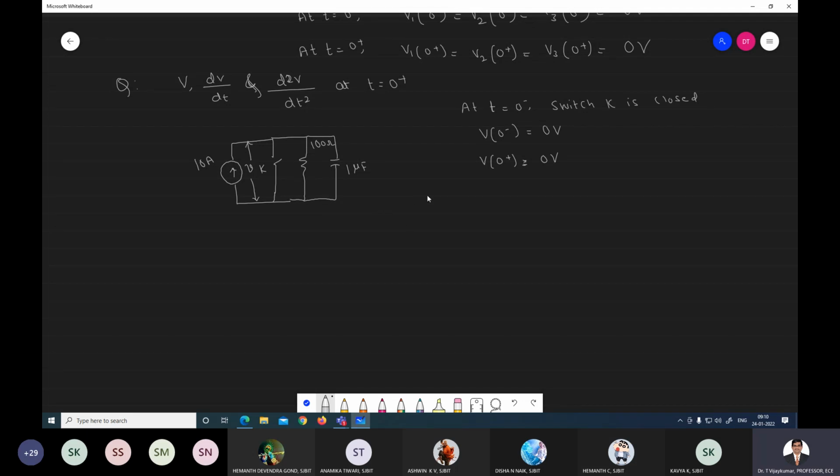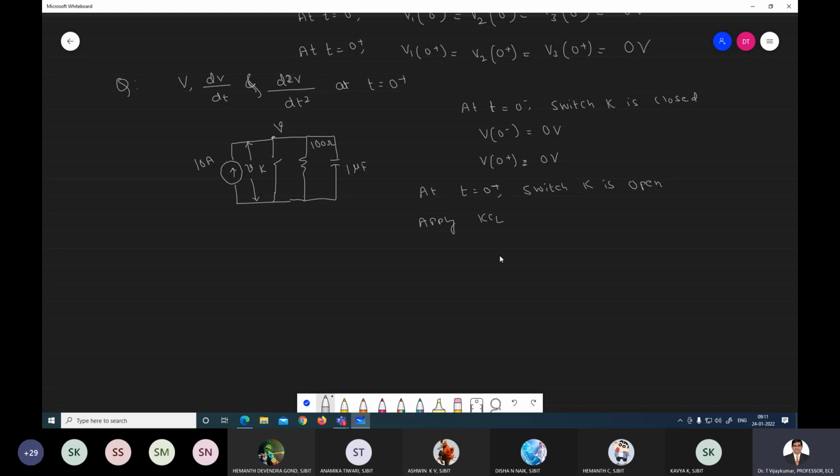Now, at t equal to 0 plus, the switch K has opened. Which is the best method here? Apply KCL. Already V is given at the node, so you can take this node name as V only. V means the voltage from this point to the ground point. Already V is there, no? That's why I took the same name.